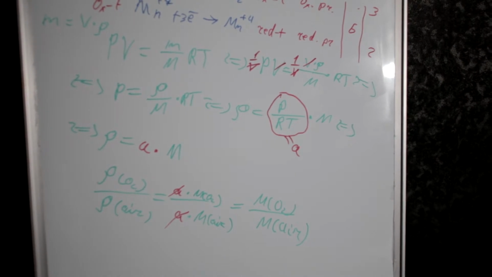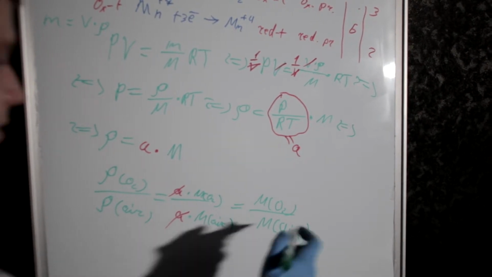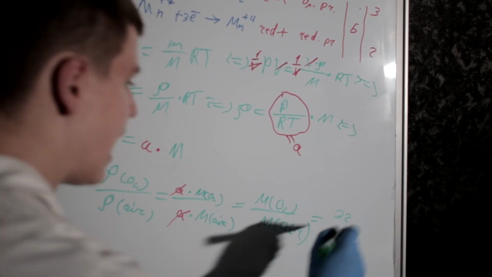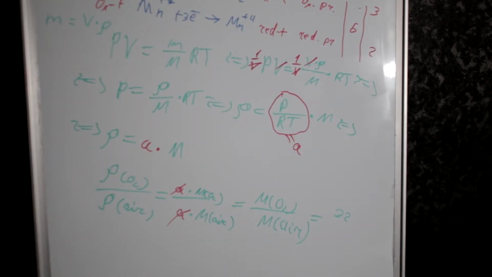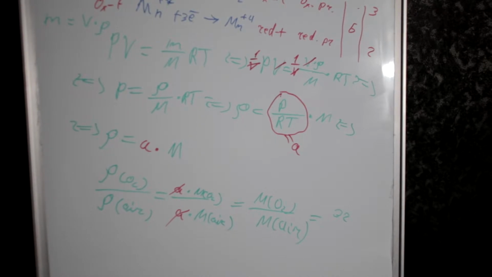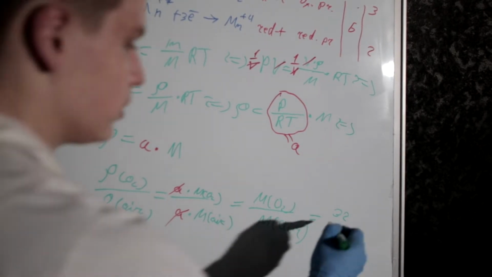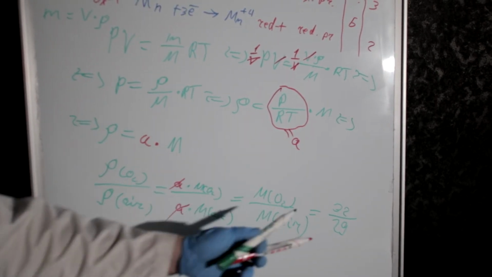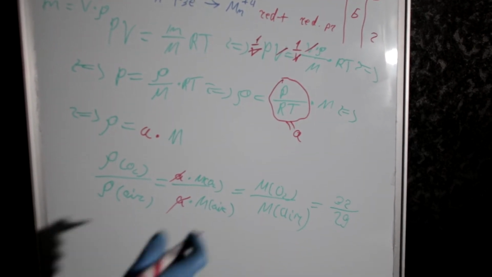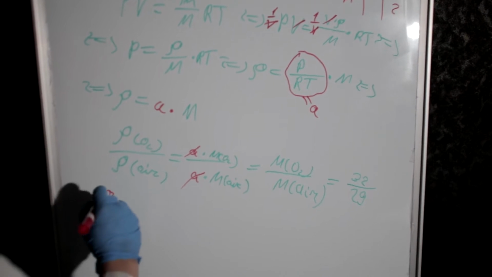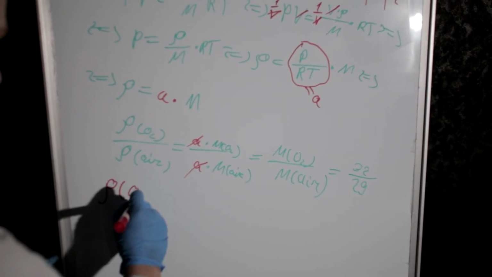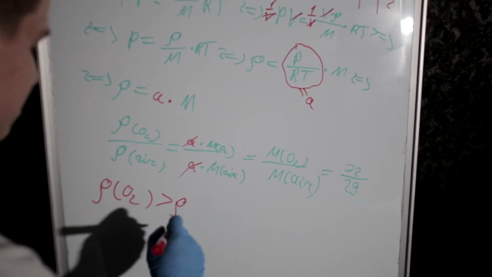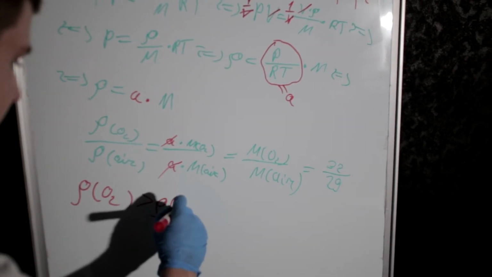From the periodic table we can find that the molecular mass of oxygen is 32, and the molecular mass of air, which I found online, is equal to 29. So it's 32 and 29. We can see that the density of O2 is bigger than the density of the air.